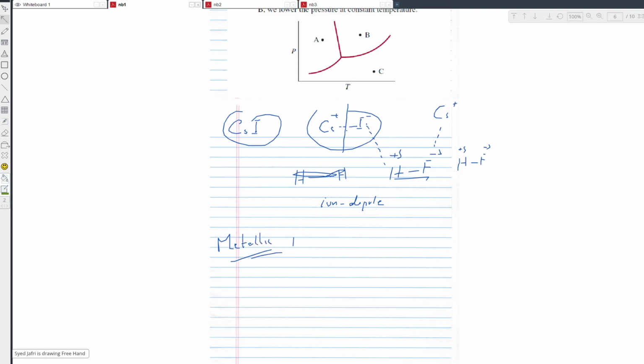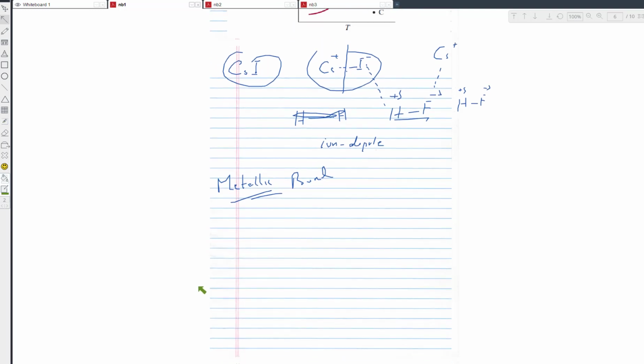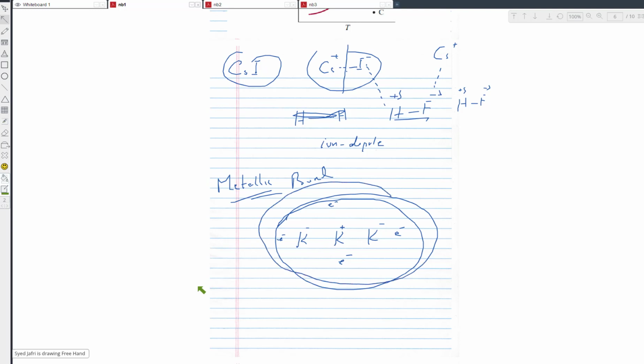This is the metallic bond. A metallic bond is considered just like, for example, potassium. Potassium loses its ions, and there are so many potassium atoms. How many valence electrons do they have? One valence electron. They all lose the electron, and those electrons act like a cement which bonds all of them together. These electrons move around all the potassium atoms, just like cementing the whole thing.